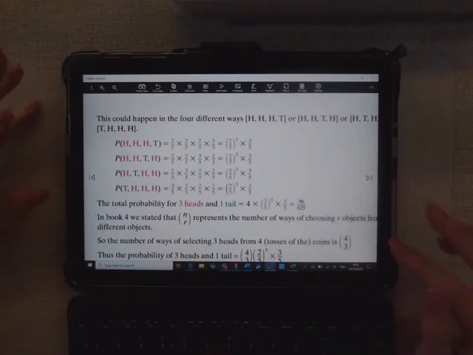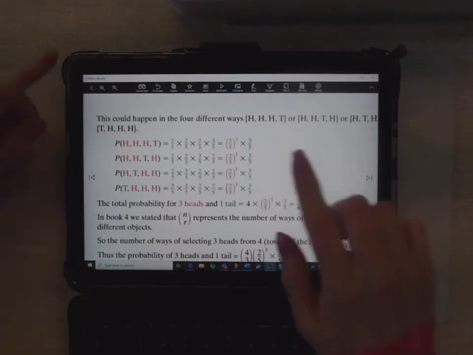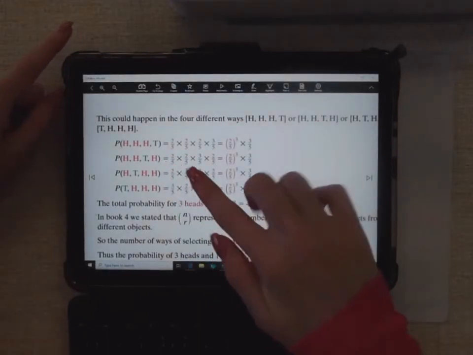So I have 4 coins and I want 3 heads. Can anyone tell me what I've done in the previous chapter that would allow me to get the number of choices? 4 choose 3. Yes, 4 choose 3. I have 4 coins and I want 3 of them to be heads, so 4 choose 3. Then the probability of head.